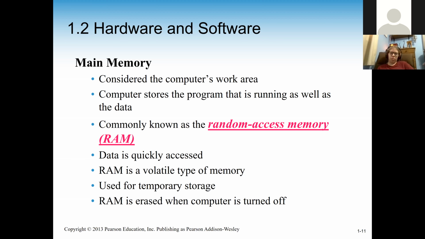So it's important. Computers store the program that is running as well as the data. As I just said, it is commonly known as random access memory. RAM is very important. Laptops today usually have around 8 to 16 gigs of RAM, but some big GPU computers go for 128, 200, or 256 gigs. So they have a lot of RAM, right?